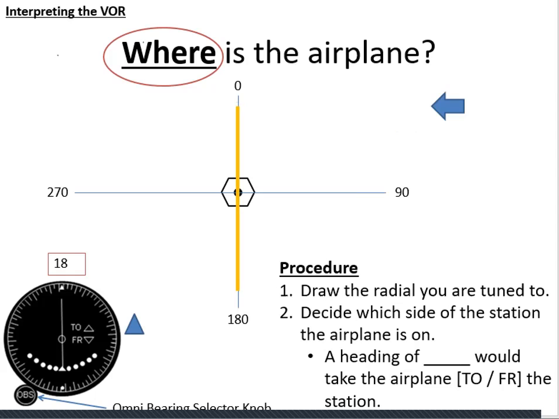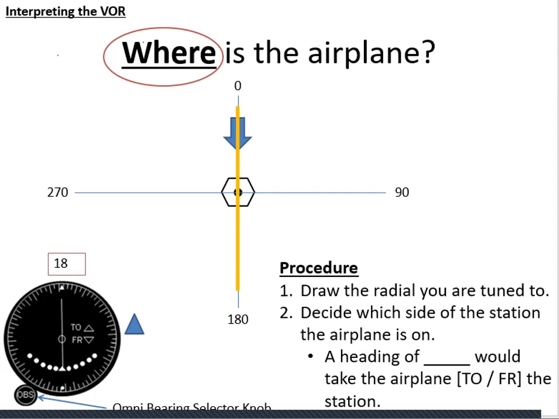Somewhere along that line. I don't know which side of the station I'm on, but I do know that I'm in a position where if I flew along that 180-degree radial, the airplane would be flying toward the station. I'm in a position where I'm on the 180-degree radial. The airplane, that dot in the middle, is on that line. And if I were to point it at 180 degrees, that course would take me toward the station.